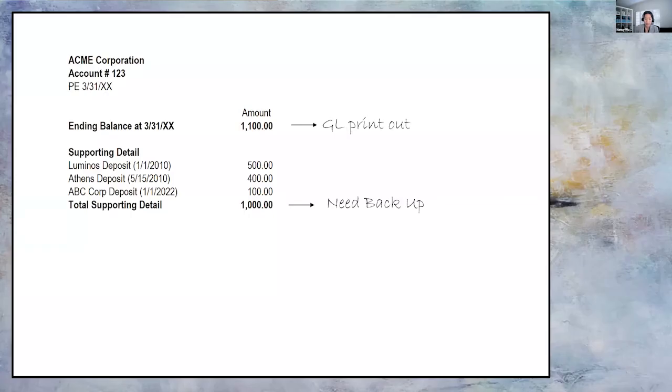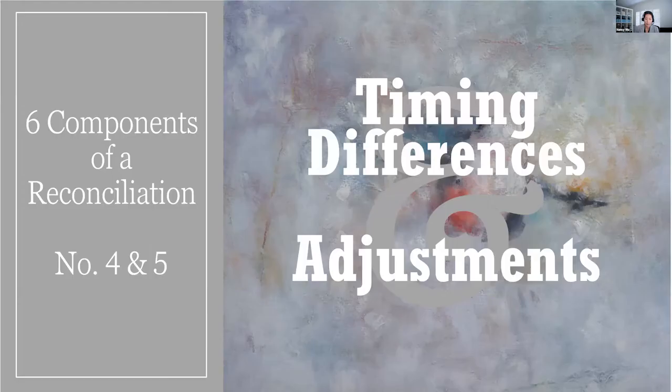All right, so let's take a look at our little reconciliation again. We're still not tying out, but that's because we're not done. Now we are going to look at the concept of timing differences and adjustments. What are timing differences and adjustments? Well, they are items that we have identified to bridge the gap between the GL, remember the ending balance, and the sum of all of that support we just talked about, right?